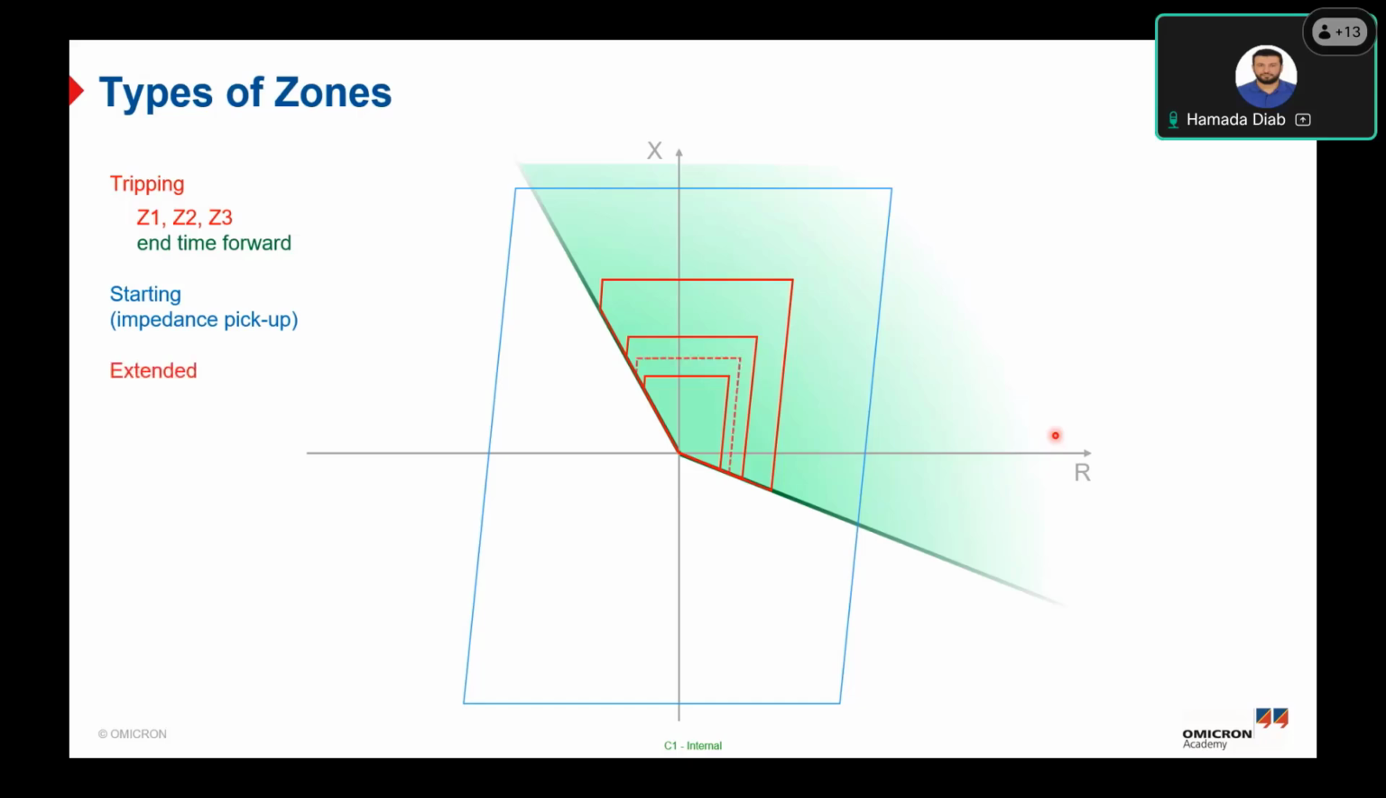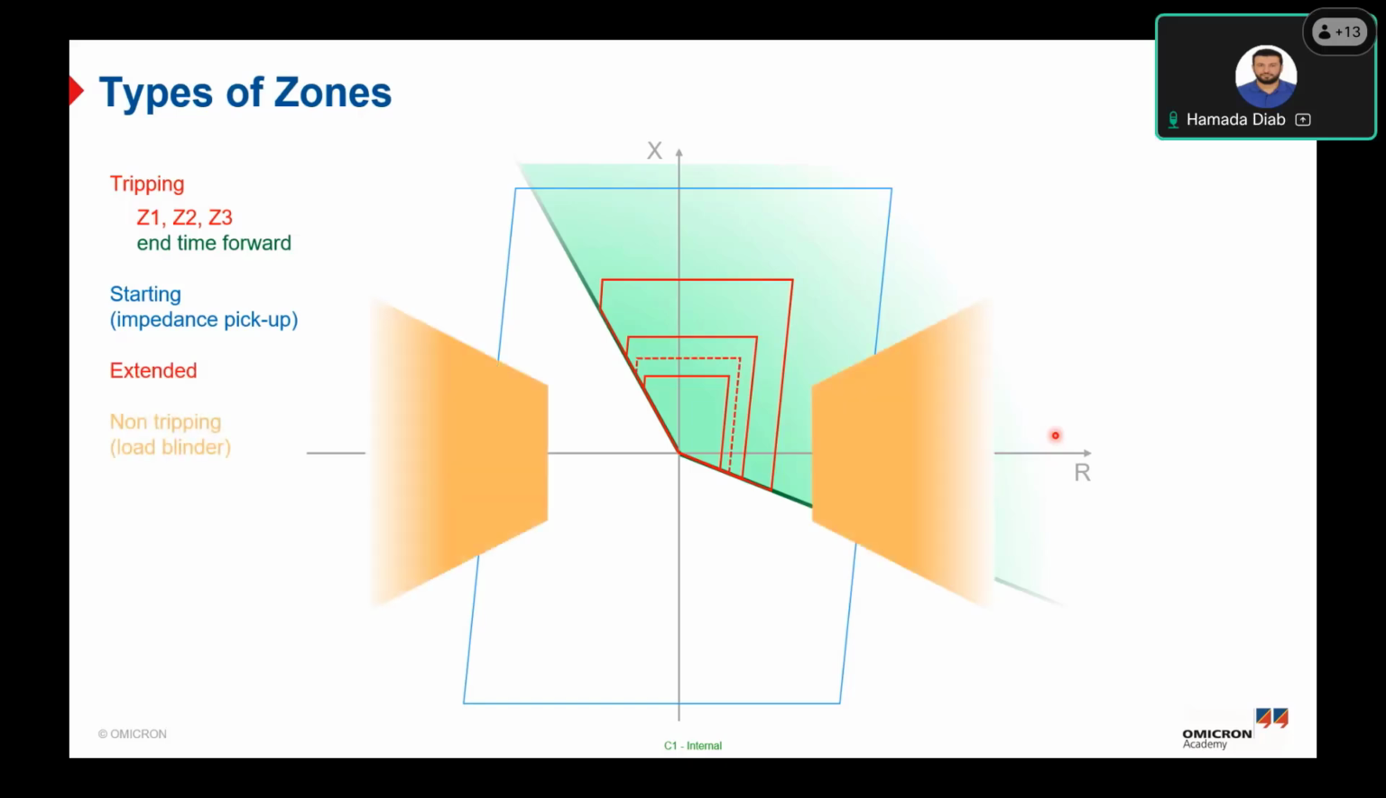The third type of zones here is the extended zone. This zone is a tripping zone, but it's only activated occasionally. Occasionally means by means of some events, such as the manual close command detection. As you can see here in the dotted line, it will activate this extended zone to protect the line by using the switch on to fault function. So the switch on to fault or extended function is a tripping zone, but it's only activated by a particular event.